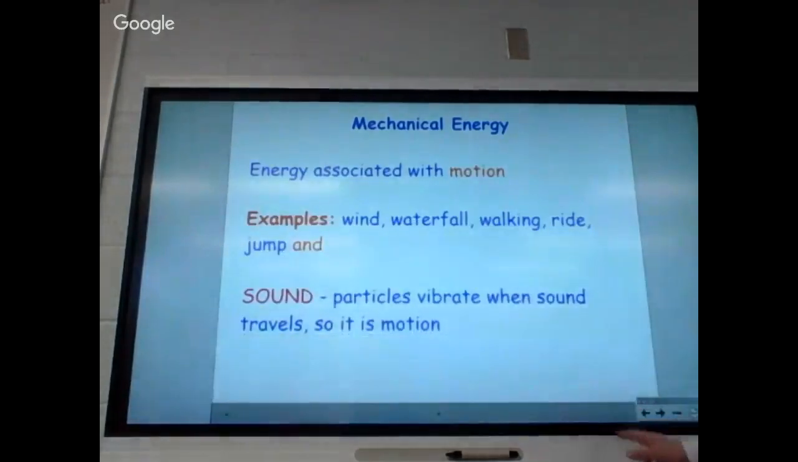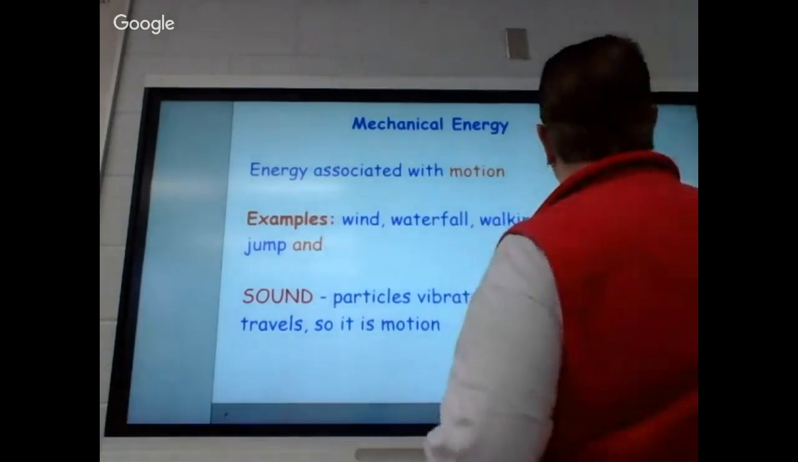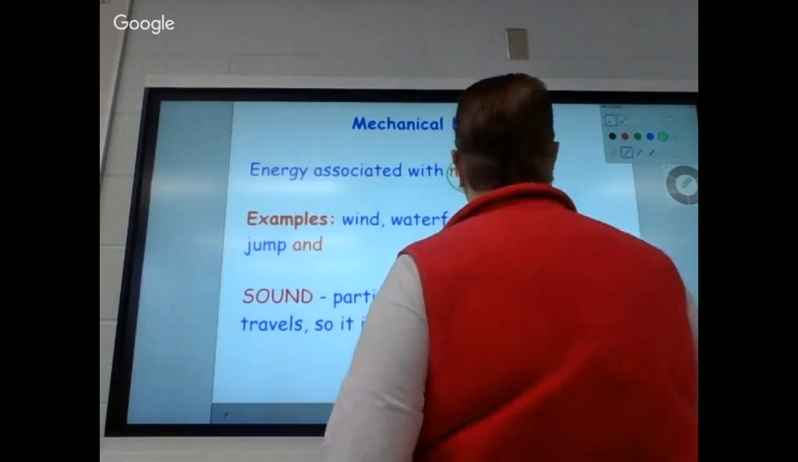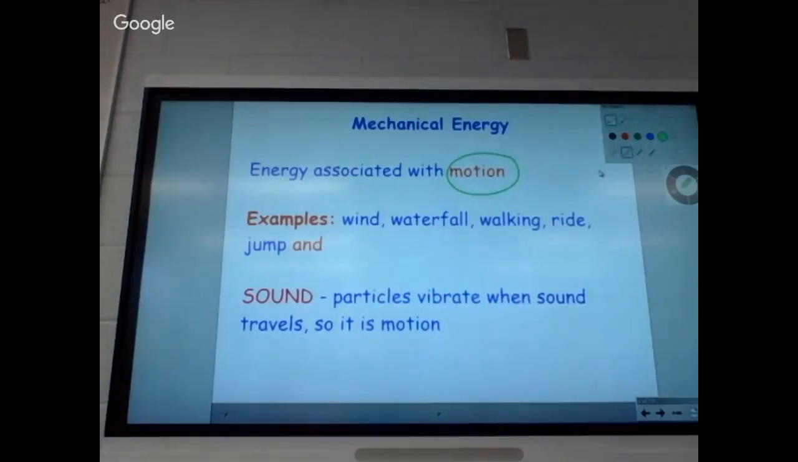Now, what key points should you have for mechanical? For mechanical, does everybody have that it has to have motion? If you didn't use that word, make sure that you do. It has to be moving. Movement is fine, as long as you understand that mechanical energy has to have movement. If it does not have movement, it is not mechanical energy. The examples I put do not have to be the same examples you put.